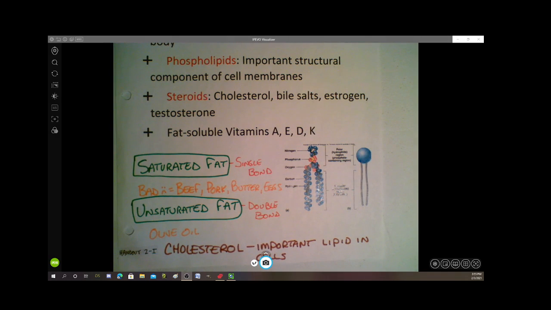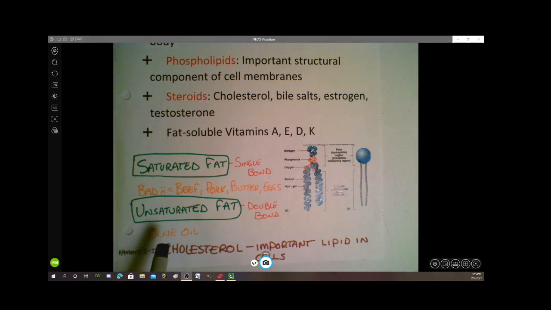Saturated fats are made of single bonds. You don't really have to worry about that. But saturated fats are animal fats. So the fats that we get in things like beef, pork, bacon, burgers, butter, eggs, dairy, these are saturated fats. Animal fats are typically not good for us because they can lead to things like heart disease. And they're not a dietary necessity. We don't need any saturated fat in our diet to survive.